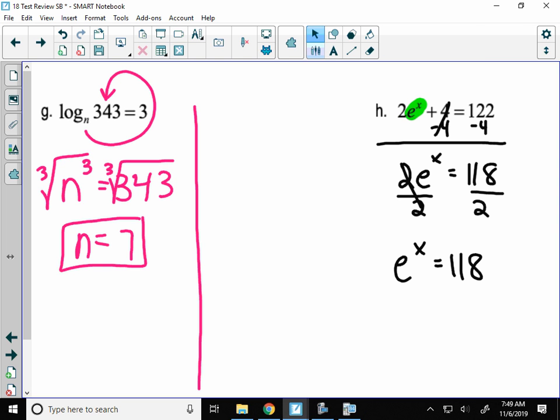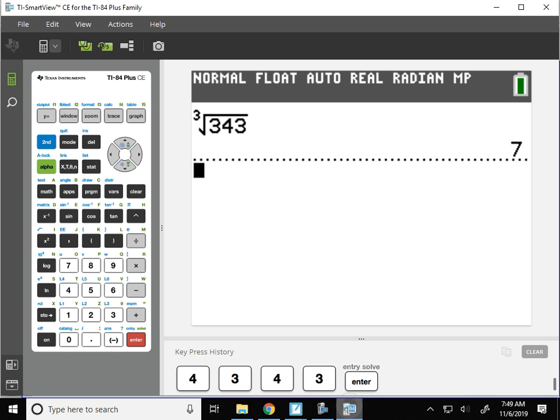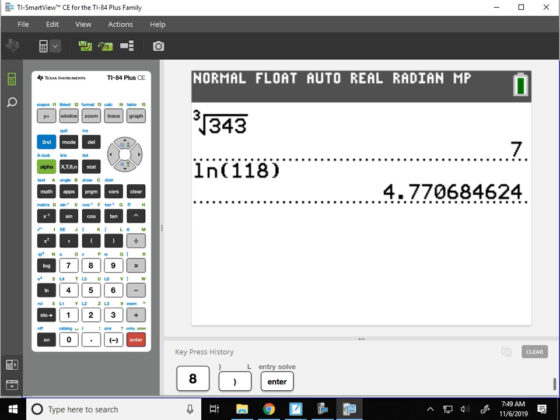And in order to solve this exponential, I use its inverse, which is the natural log. I take the natural log of both sides. Remember, natural log of e goes away. It's just 1. And all I have to do is type, I have x equals the natural log of 118. So I'll just find that value, which is 4.771.